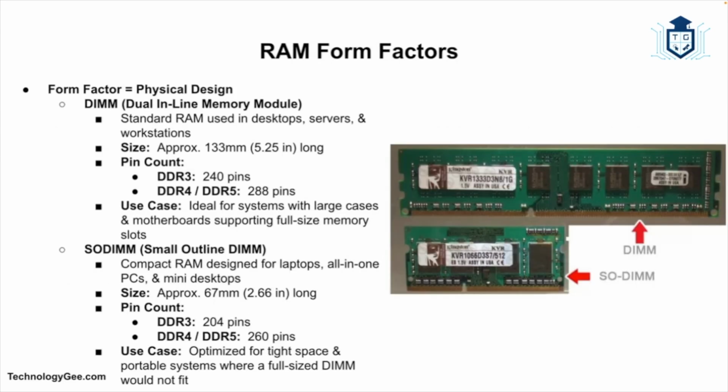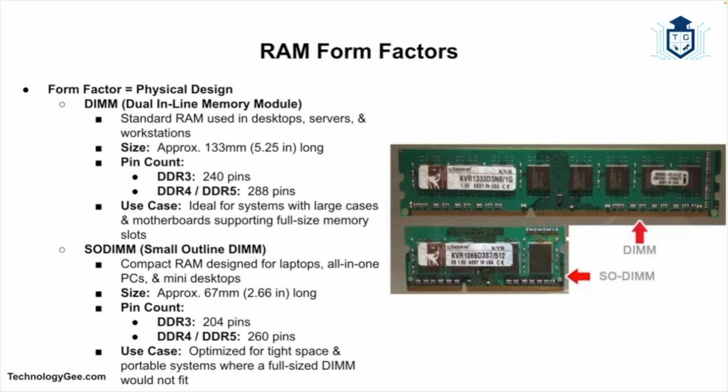All right, so now that we got that understood, let's start with how RAM looks physically, which is also known as its form factor. And there are two big ones that you need to know about for the exam. The first is called DIMM, and that stands for Dual Inline Memory Module. And basically, this is the standard type of RAM that is used in desktop computers. It's typically around 5.25 inches in length. It has 240 pins for DDR3 RAM and 288 pins for DDR4 and DDR5. And you can find this being used in desktop PCs, workstations, and servers.